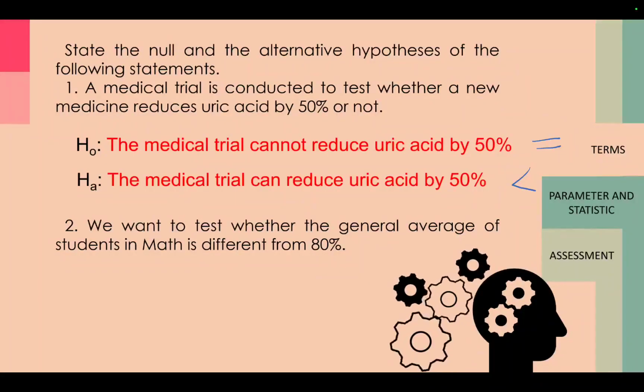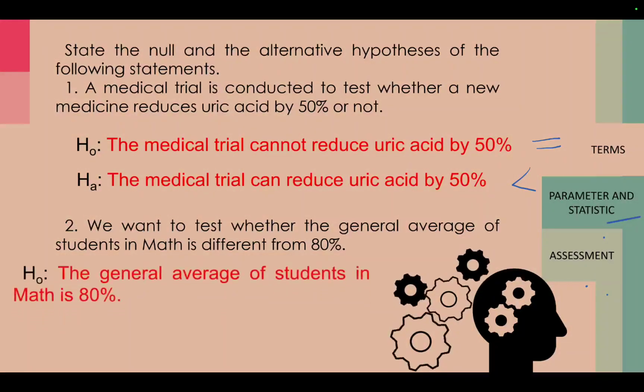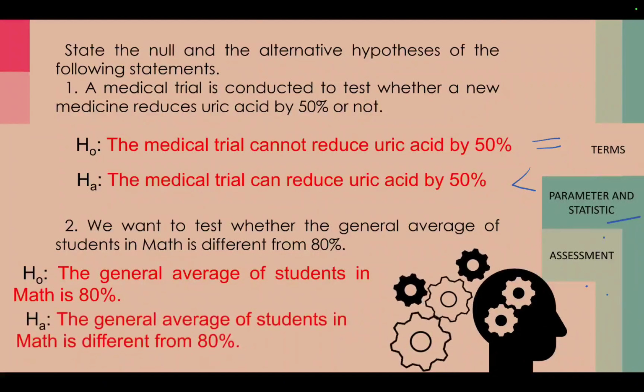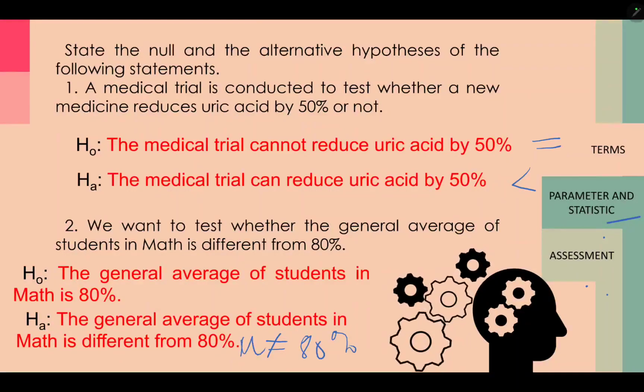Second, we want to test whether the general average of students in mathematics is different from 80%. Let's state first the null hypothesis that the general average of students in mathematics is 80%, without any comparison yet. And that's the time we include our assertion, that the general average of students in mathematics is different from 80%. When you say different from 80%, it's not equal to 80%. It could be higher or lower than that. But for the null hypothesis, we say that the average is equal to 80%. I hope this one is clear to you.